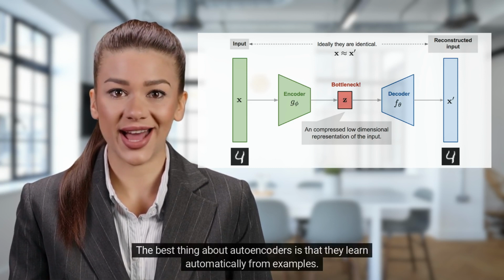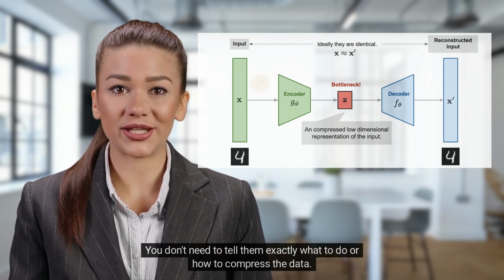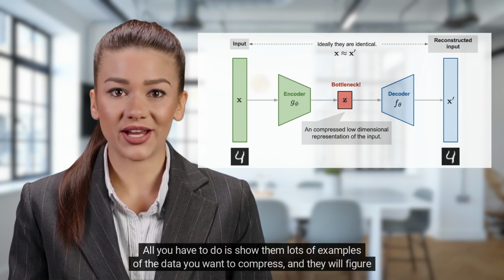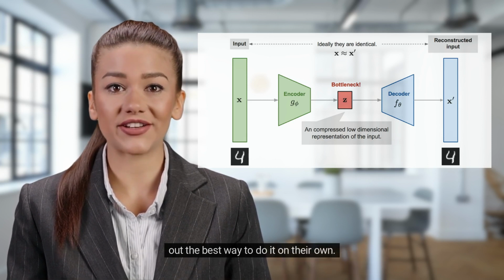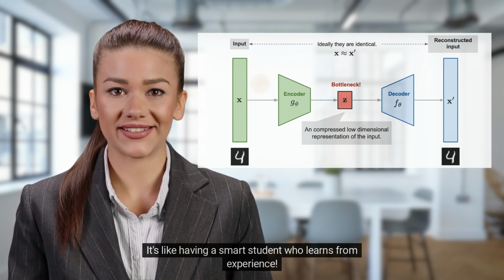The best thing about autoencoders is that they learn automatically from examples. You don't need to tell them exactly what to do or how to compress the data. All you have to do is show them lots of examples of the data you want to compress, and they will figure out the best way to do it on their own. It's like having a smart student who learns from experience.